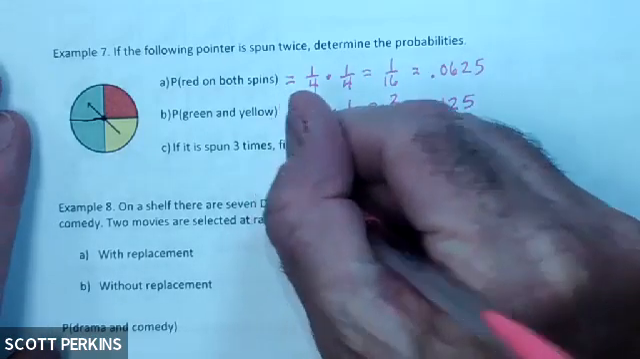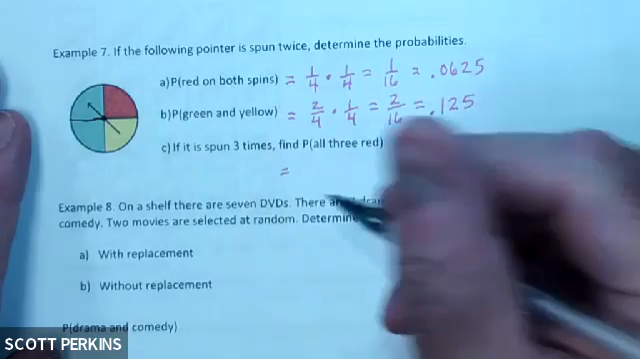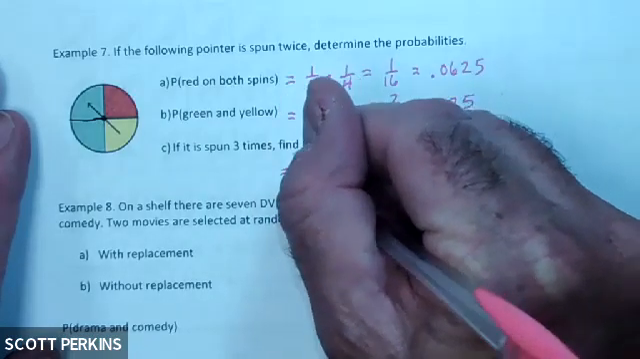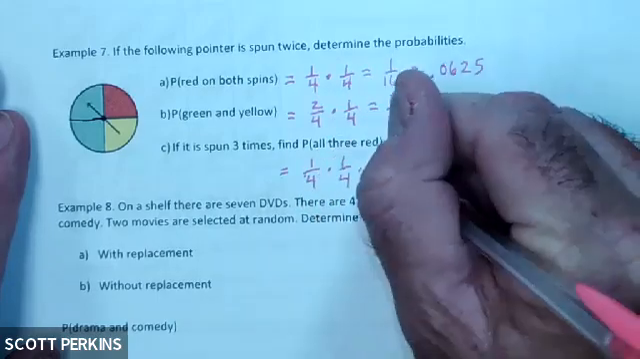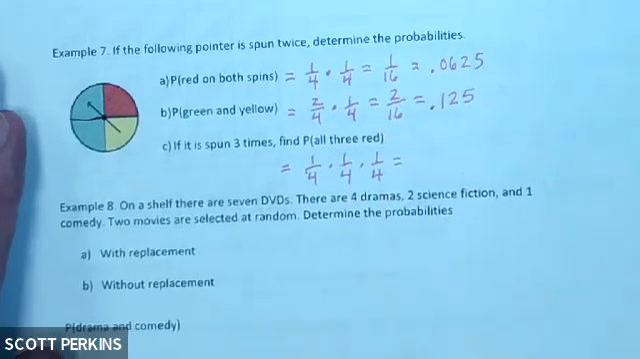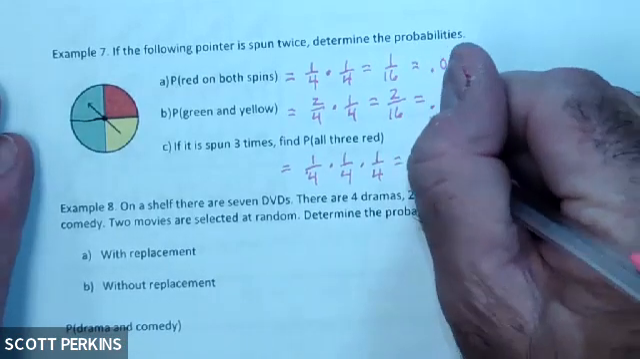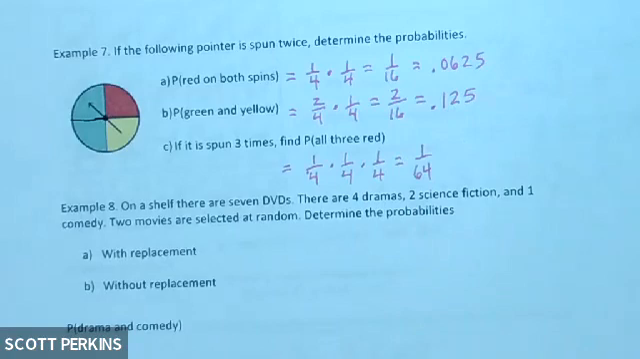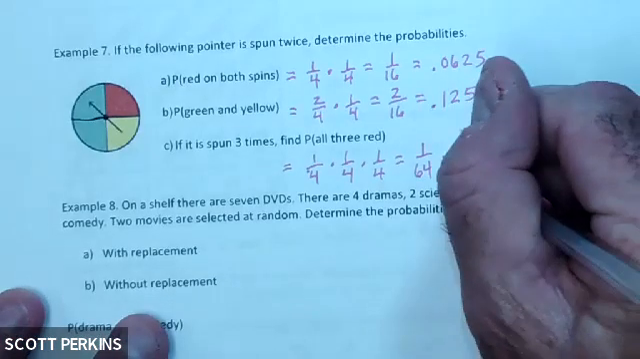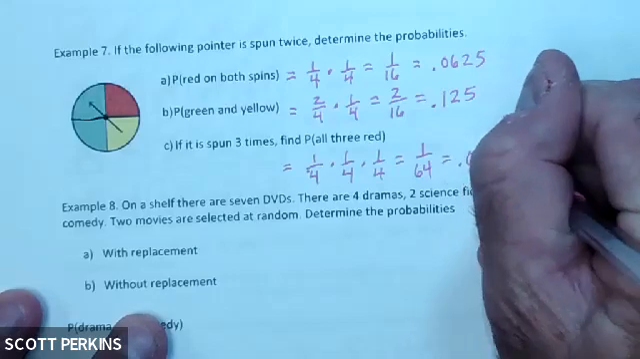So what's the probability it's red on the first one? 1 out of 4, or 0.25. And then the second one, 1 out of 4, 0.25. And then the third one, 1 out of 4, 0.25. And so now you have 1 chance out of 64. So you can see it gets less and less likely the more times you do it. So 1 chance out of 64 turns out to be 0.0156. We'll round it to the 4th decimal place and we're done.